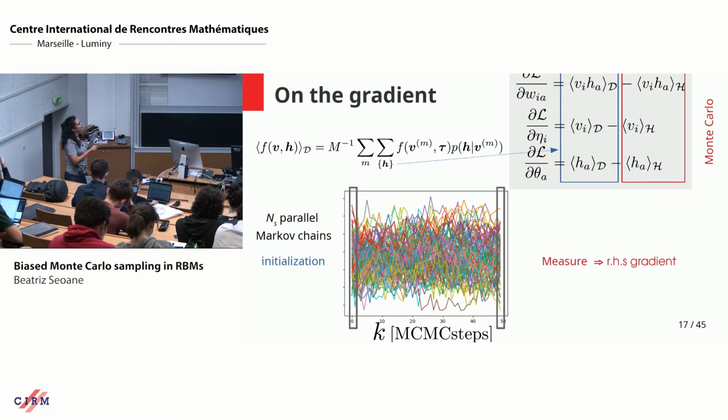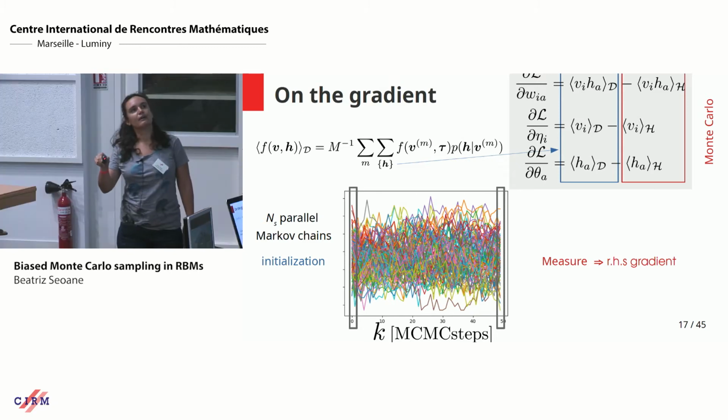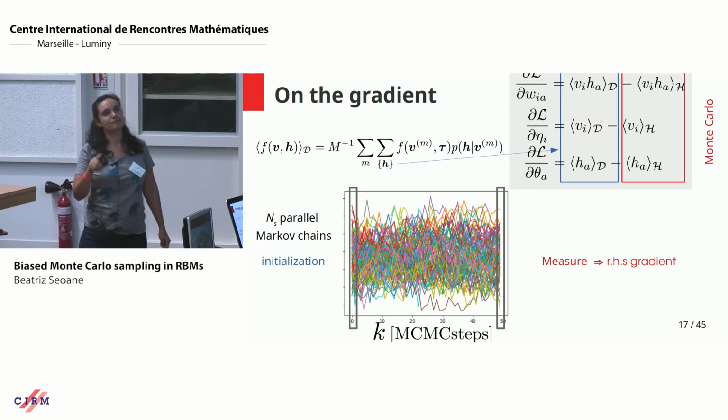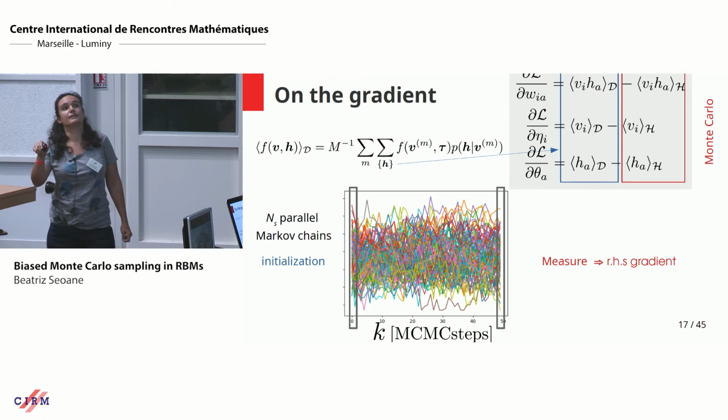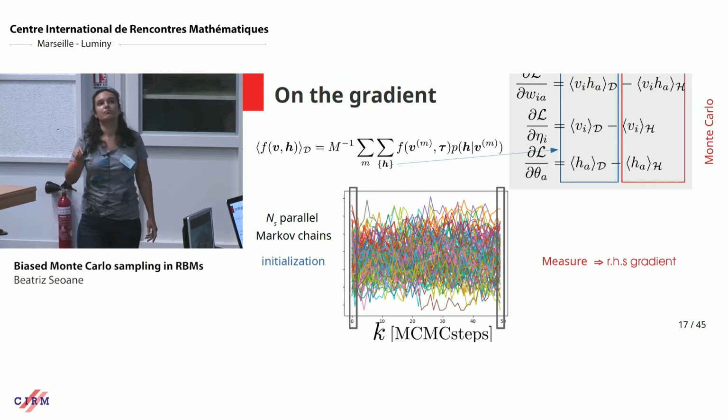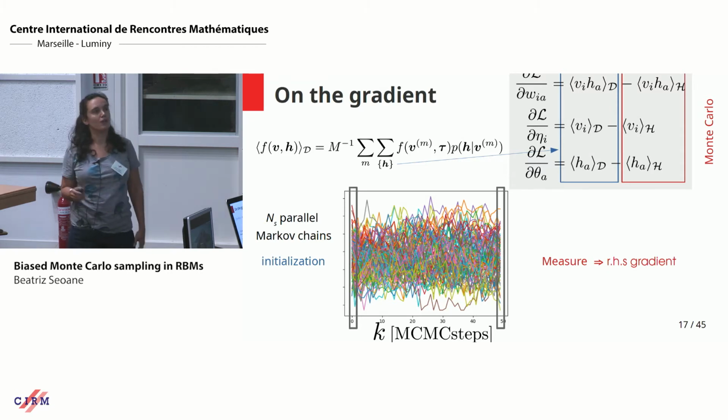Okay, so coming back to the computation of the gradient, we had these two parts. This one is easy. We just compute it using our data. And we have this other part in which we have to compute expected values for the model of the RBM. And as I said, this is the difficult part because we don't know the partition function, but we use Monte Carlo. We could use other dynamics like Langevin or whatever, but in our case, we do Monte Carlo.